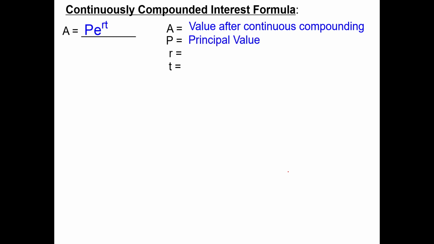All right. Now, let's look at the continuous compounding formula. A, the ending balance, equals principal times e to the rt. A is the value of the continuous compounding, meaning the ending balance. P is the principal value, r is the annual interest rate, and t is time.